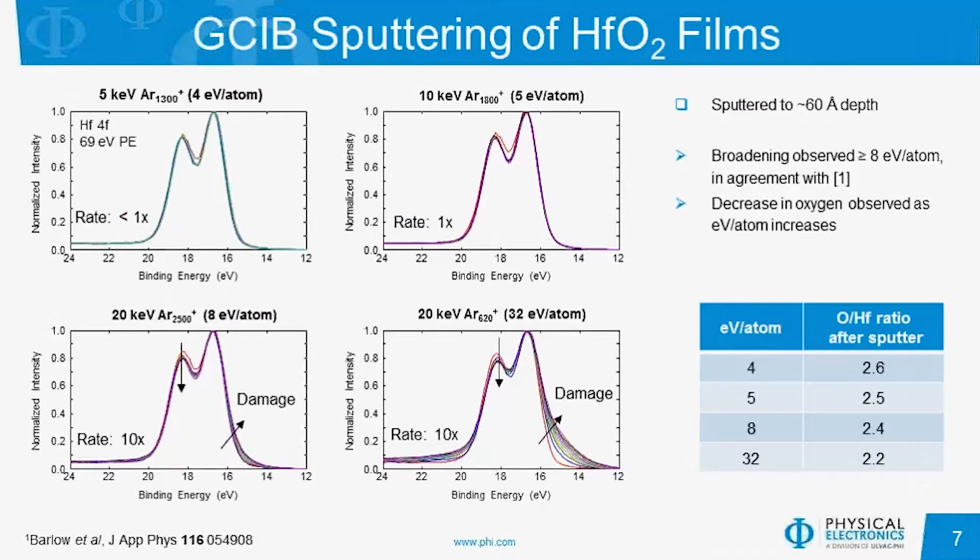So you may think that the best option is to always use the 5 eV per atom setting. One thing to consider is that as you go to lower energy per atom, the sputter rate is affected as well. So for the condition where we observe no damage, if we consider that as a 1x sputter rate, the sputter rate increases as we increase the energy per atom, whereas we do see a little bit of damage. So there is a trade-off there depending on the sample you're working with from a practical standpoint.